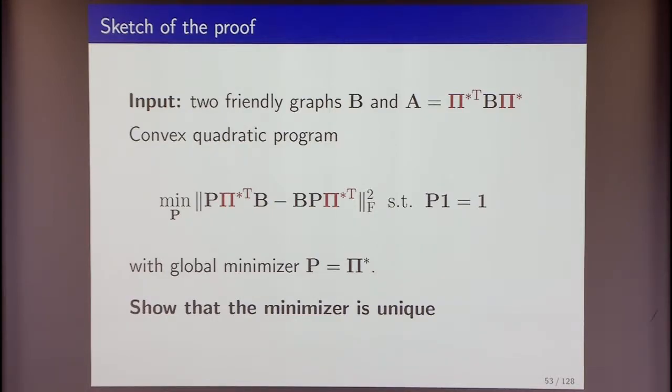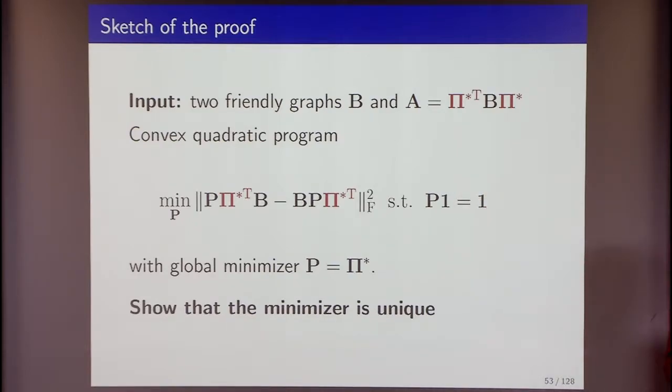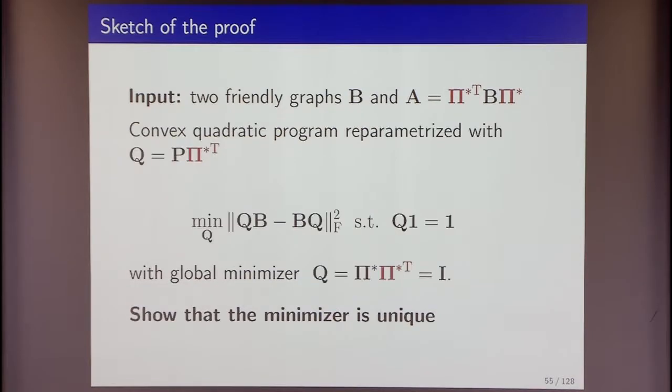So I can easily do this reparameterization, and because of the particular form of the constraints, on the right-hand side I have the same vector of 1s. I can reorder these constraints in any order. In particular, I can also put P pi star transpose here. So I'm getting this problem, which I will write in terms of this new matrix Q. And the global minimizer of this problem now is Q equals identity. It's sort of assuming some canonical numbering of the vertices of both graphs. And again, I need to show that this minimizer is unique.